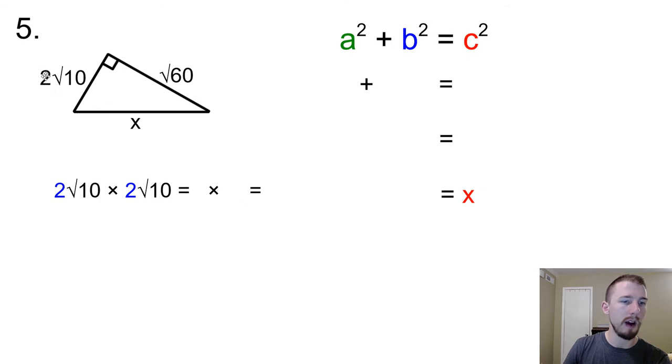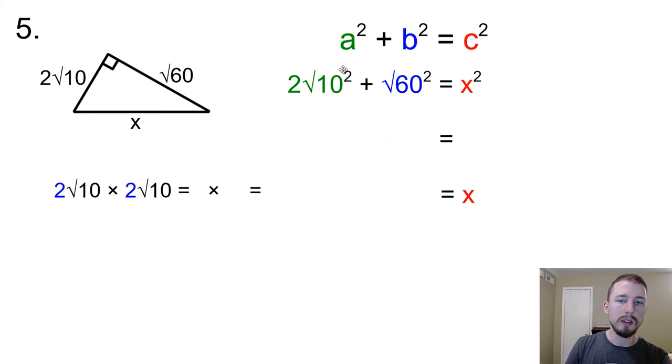Looking at number 5, don't be tricked on this one. The hypotenuse is the longest side that's on the bottom because it's opposite of our right angle. So when we plug this in, we're going to have 2 rad 10 squared plus a radical 60 squared is equal to x squared. So we're solving for the hypotenuse.